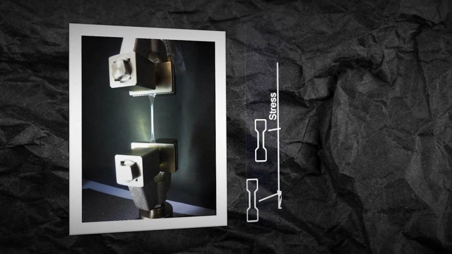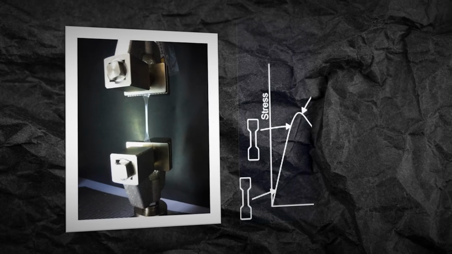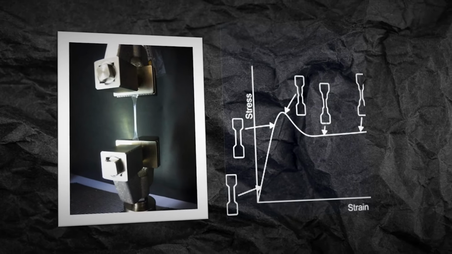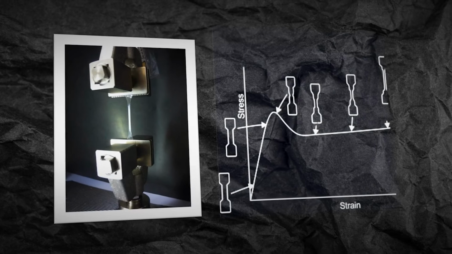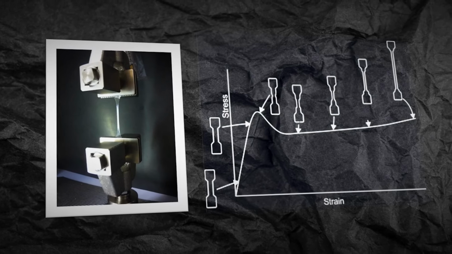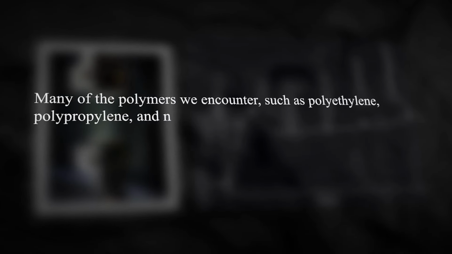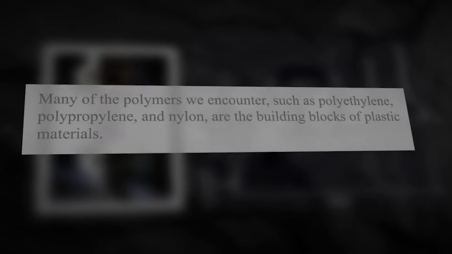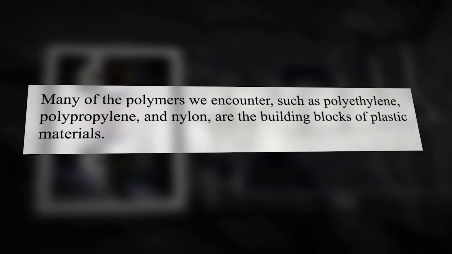Plastic materials often exhibit a linear elastic region followed by a yield point, similar to ductile materials. However, after yielding, they continue to deform plastically without significant strain hardening, allowing them to be shaped and molded. Many of the polymers we encounter, such as polyethylene, polypropylene, and nylon, are the building blocks of plastic materials.